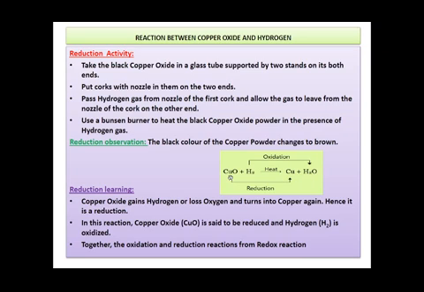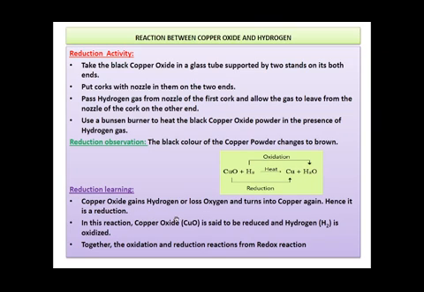So you can see here copper oxide, removal of oxygen, copper is formed. This is the case of reduction. Here in case of hydrogen, oxygen is added up and water is formed. This is the case of oxidation.